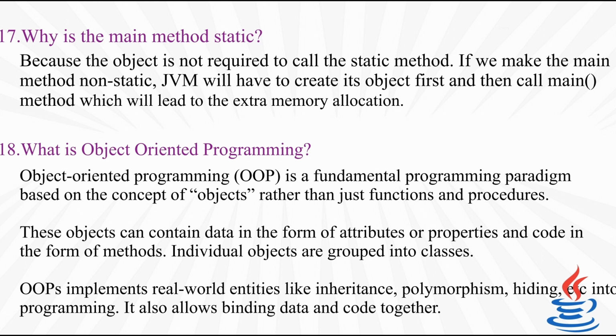Next question is, what is object-oriented programming? Object-oriented programming is a fundamental programming paradigm based on the concept of objects rather than just functions and procedures. These objects can contain data in the form of attributes or properties and code in the form of methods. Individual objects are grouped into classes. OOPS implements real-world entities like inheritance, polymorphism, hiding, etc. into programming. It also allows binding data and code together.